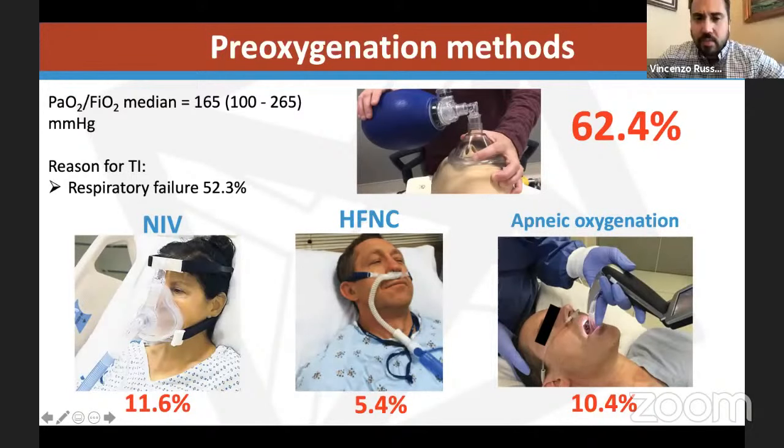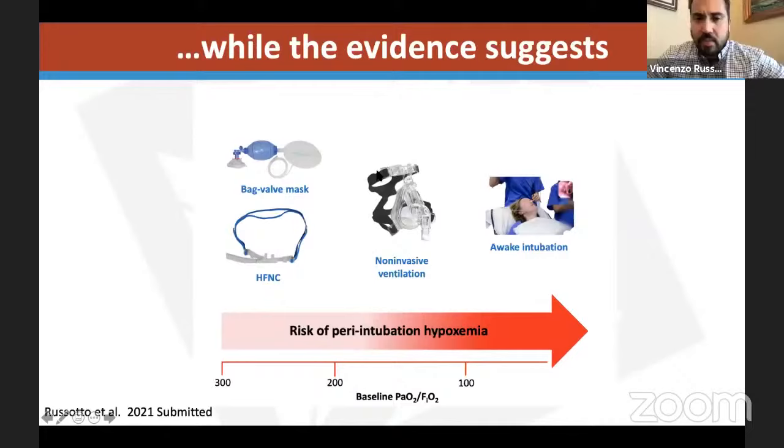So we registered the discrepancy between what the evidence suggests and what is real life, because we know from recent trials that bag valve mask or high flow nasal cannula may be used in patients with mild hypoxemia, so at low risk of desaturation, while in patients with higher risk of desaturation during the procedure, which have a baseline moderate to severe hypoxemia, we need to provide non-invasive ventilation to pre-oxygenate our patients safely.